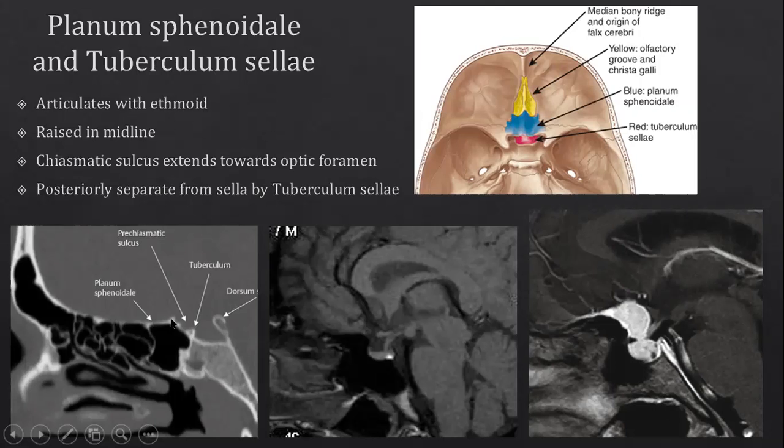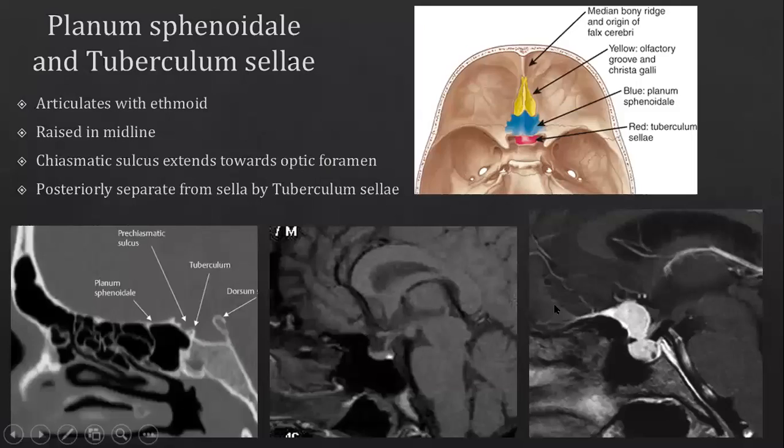And as you approach more posteriorly, you come across a groove on either side, which runs transversely towards the optic foramina, and this is the pre-chiasmatic sulcus, and it leads more posteriorly into a slight elevation that you can sometimes see, and that elevation is the tuberculum sellae, and it is this tuberculum sellae which then separates the planum from the sella itself.